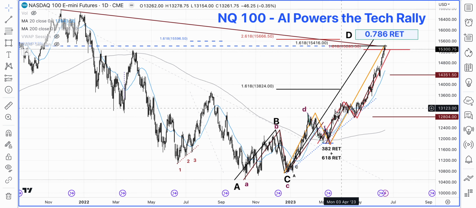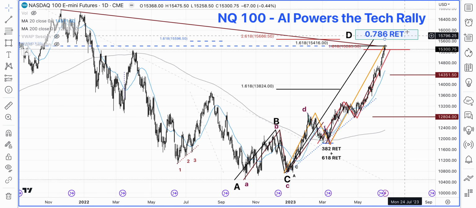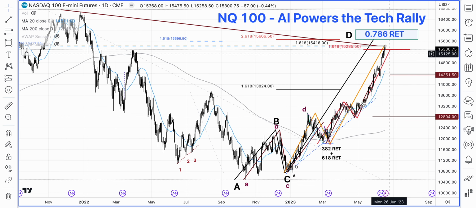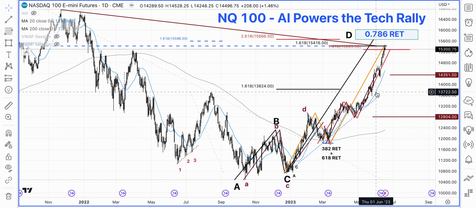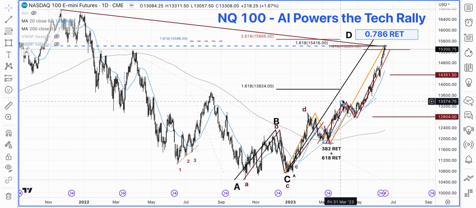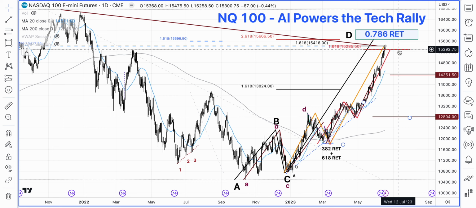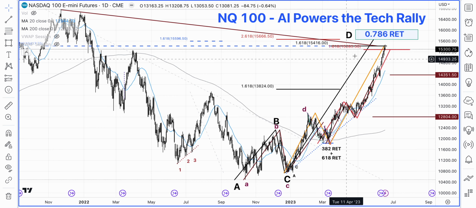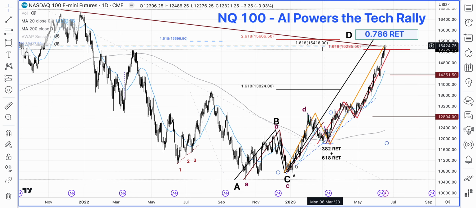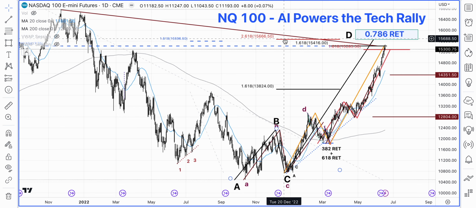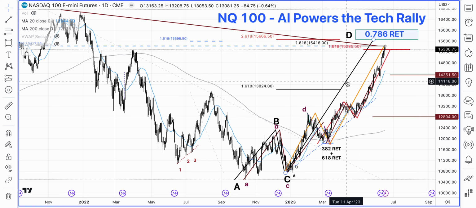And then finally, inside of the CD leg of this ABCD formation, we have a nested smaller ABCD highlighted in red. So this red is, if you take this AB and you project it from C and multiply the AB leg with 1.618, you get a level of around 15,300, which is fairly close to all these levels that we are discussing in terms of confluence level, with the exception of 15,666, which is a little bit of a higher level for this black ABCD.